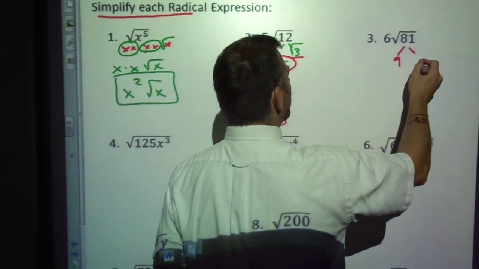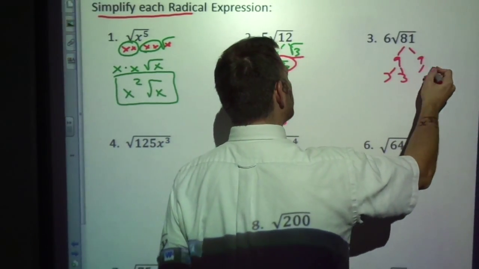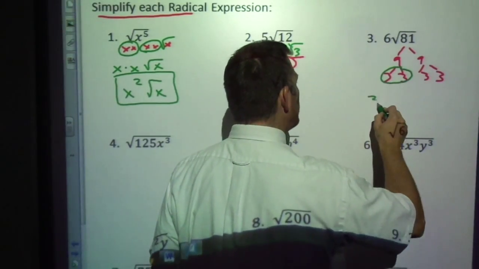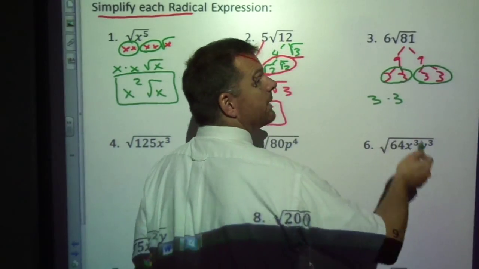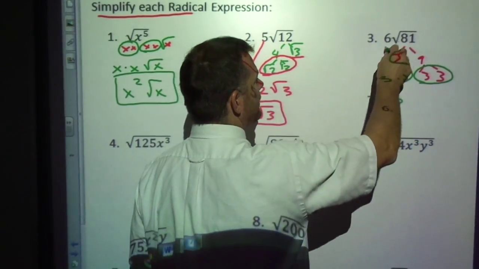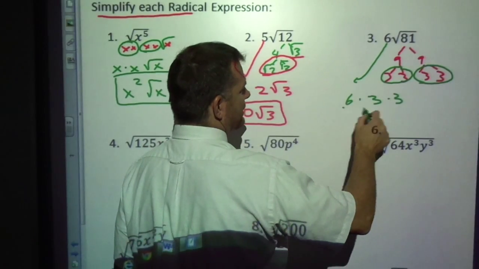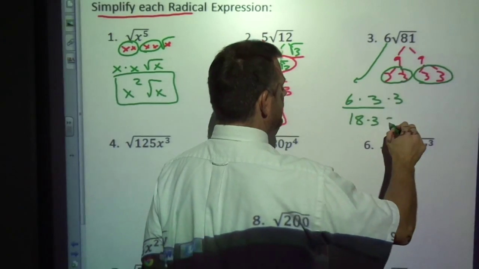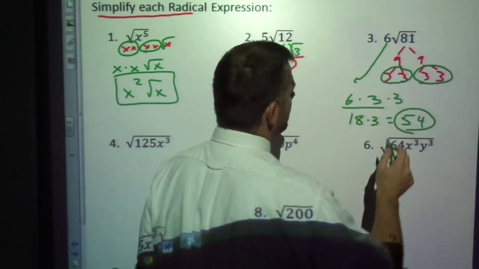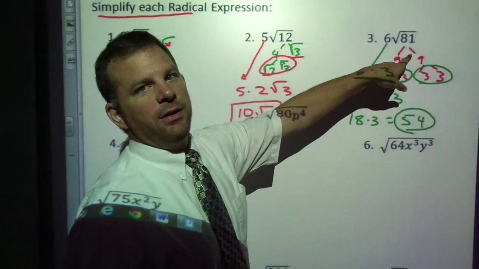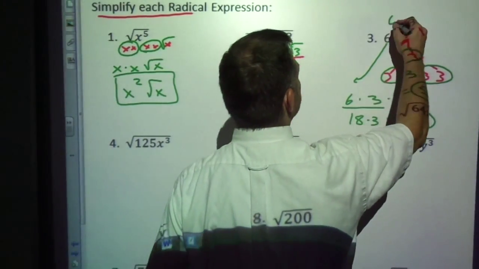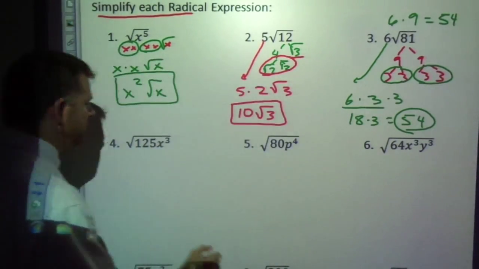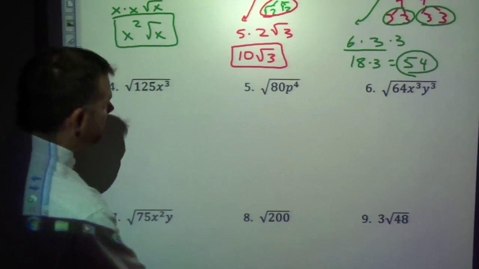81. 9 and 9. 3 and 3. Here's the slow way to do it. I can do a pair of squares and get 3. Do a pair of squares and get 3. 3 times 3 is not 6. It's 9, by the way. And here's my 6. So 6 times 3 is 18. And 18 times 3 equals 54. That's the slow way to do it. You could recognize, wait a second, I know the square root of 81. That is 9. This is just the same as 6 times 9, which is 54. We could have done it that way too. So this is how you do it.